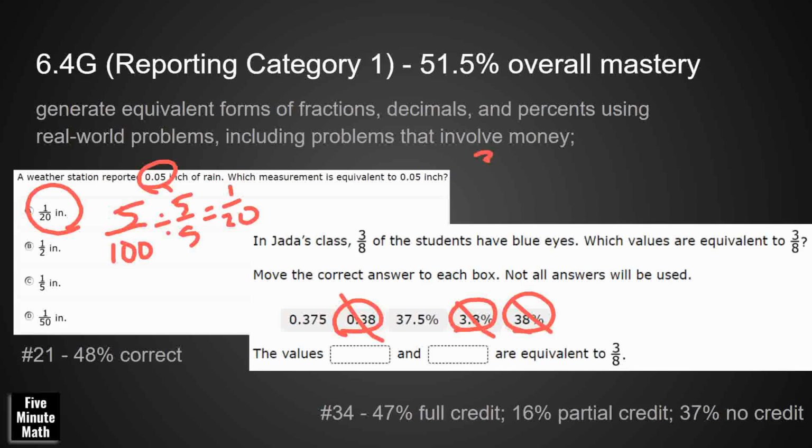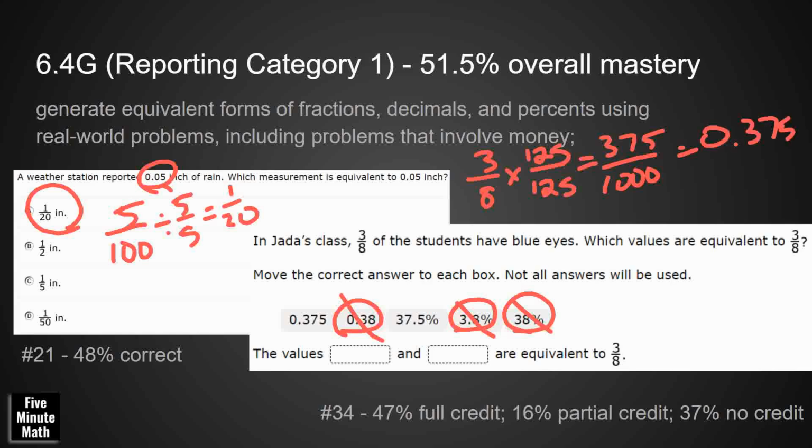What we do is we multiply. Remember, eighths, I said earlier in the video, need to be multiplied by 125. We just need to have our students memorize that connection, because if you do that, you're going to get 375 over 1,000, or 0.375, which then turns into 37.5%. So these two are correct in whatever order you want. 47% got full credit, 16% got partial credit. Don't know which ones they got for partial credit.